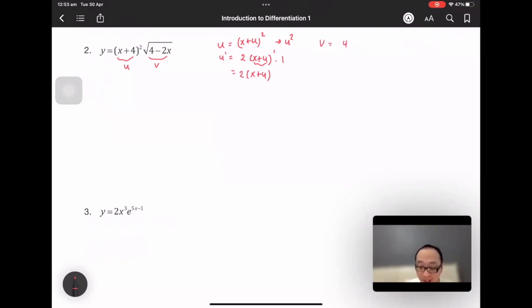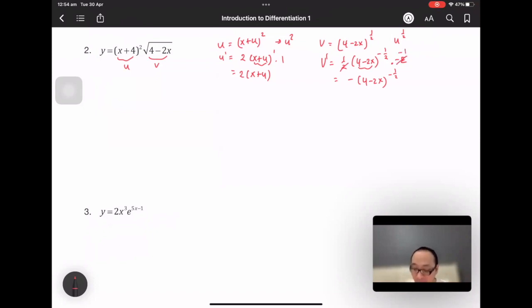v is (4 minus 2x) to the power of half. So this is also u to the power of half. So we derive it, using the chain rule, as half u to the power of half minus 1, so minus half, yeah? It becomes minus half. And then times the derivative of the u, the inner function, which is negative 2. So equals negative (4 minus 2x) to the power of minus half.